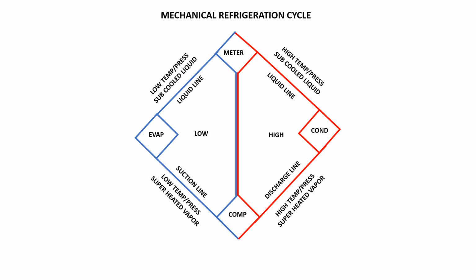The vertical line which I have drawn depicts the separation between the high and low sides of the system. The horizontal line which I have drawn depicts the separation between the liquid and the vapor sides of the system.